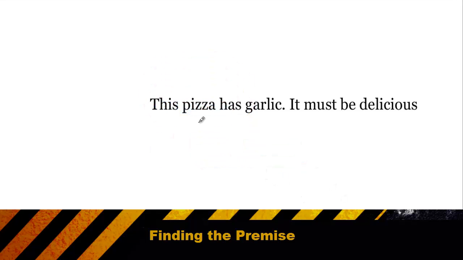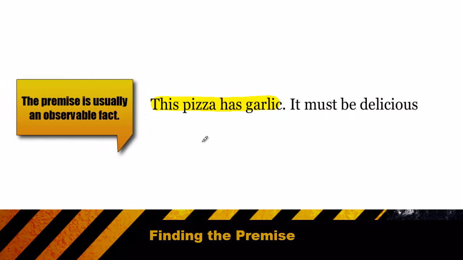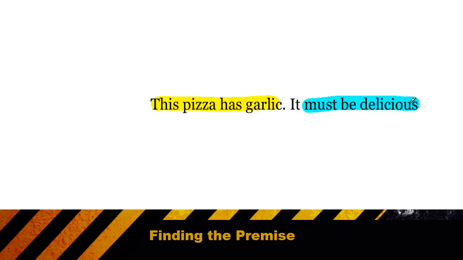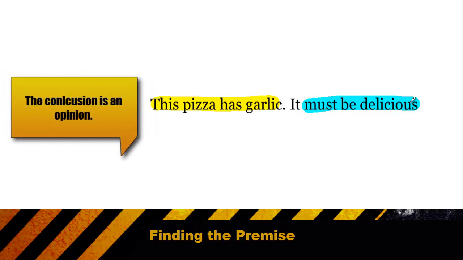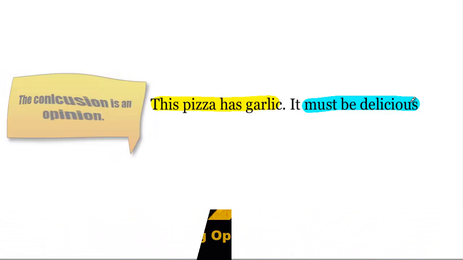So in this case, we have two sentences. The first being, this pizza has garlic. And that should seem pretty obvious. No one's going to doubt whether it has garlic or not. You can just see it. But when we say it must be delicious, whether or not garlic actually tastes good, that's open to discussion. So the delicious part is the conclusion. The yellow, that's our premise.